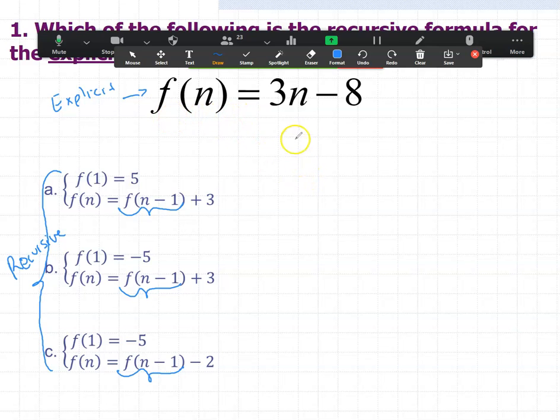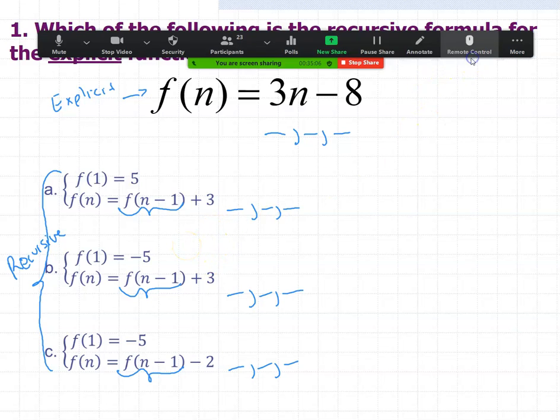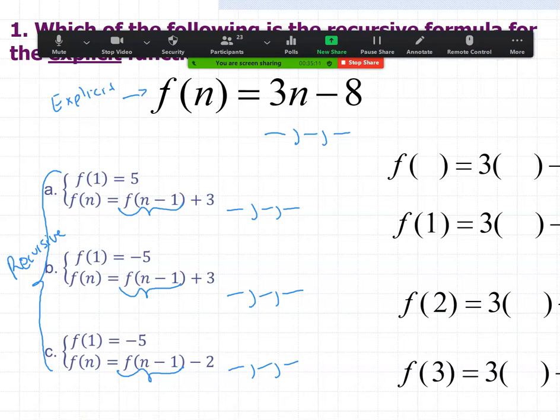One way to do this problem is I want you to recreate the sequence, because all these equations and formulas create a sequence. So what I'm going to do is find the sequence for all of them, and then match this sequence to one of these. And this is what I'm doing. Let me write this down here.